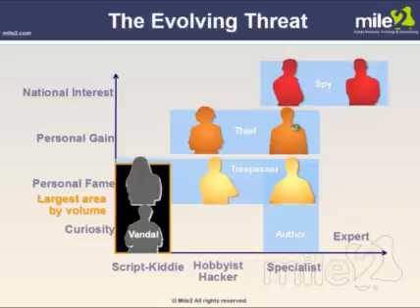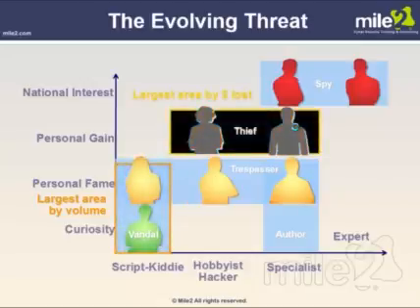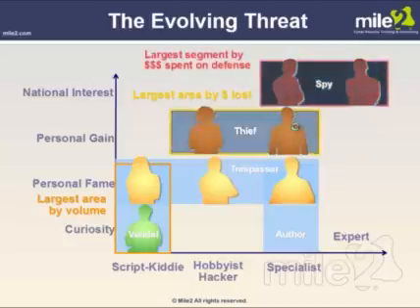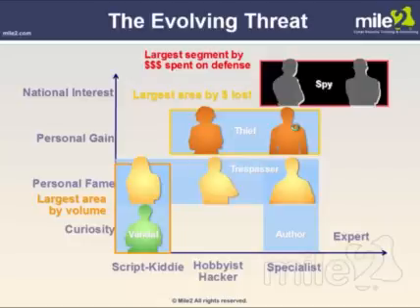All right, so anyways, when we're talking about the evolving threat, there's different types of folks out there. Now we have, of course, the script kiddie we start out with, which basically does it for curiosity, personal fame, and so forth. The next up is going to be the thieves. These are going to be your hobbyist hackers and so forth. They generally would do it for personal gain a lot of times, maybe for the money. However, when it comes down to it, the spies are going to have the largest segment by dollars spent on defense, and they might have national interest in mind, right? So we have lots of different types of threats out there.